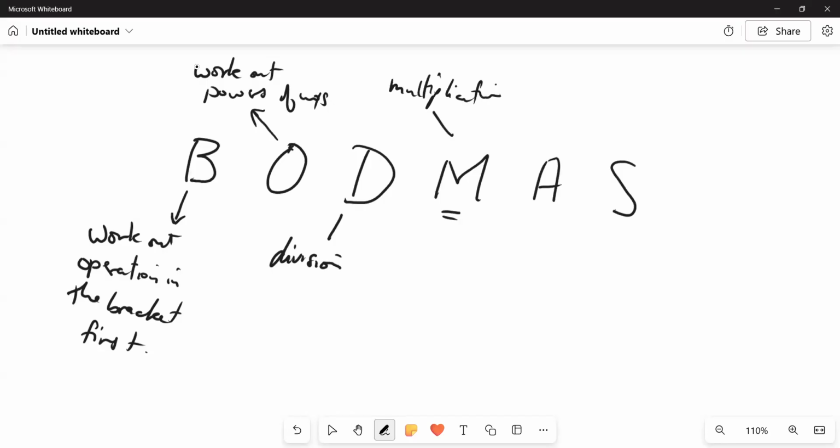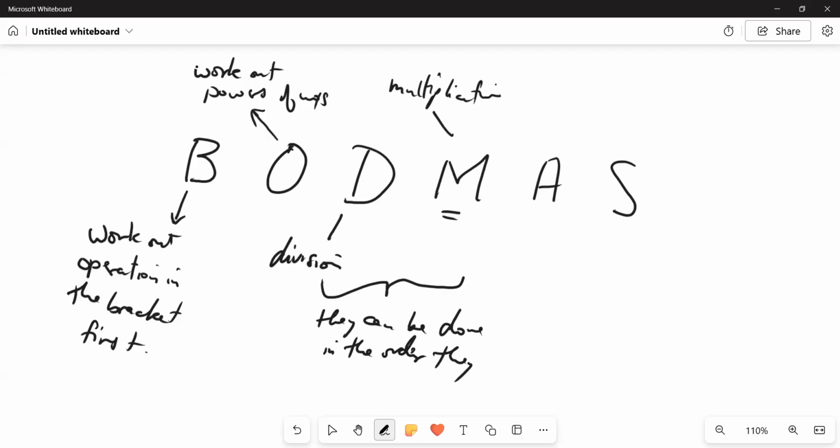right? I'll tell you a little about these two, right? They can be done in the order they appear, right? There's an E here, they appear. So even though they say you have to do division before multiplication, you can very well do multiplication before division if that's the order they appear. I'll illustrate just now with examples, right? And I'll tell you a funny story.